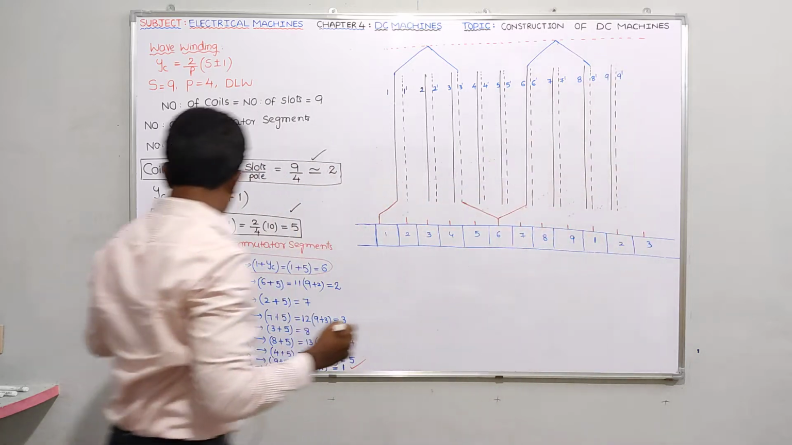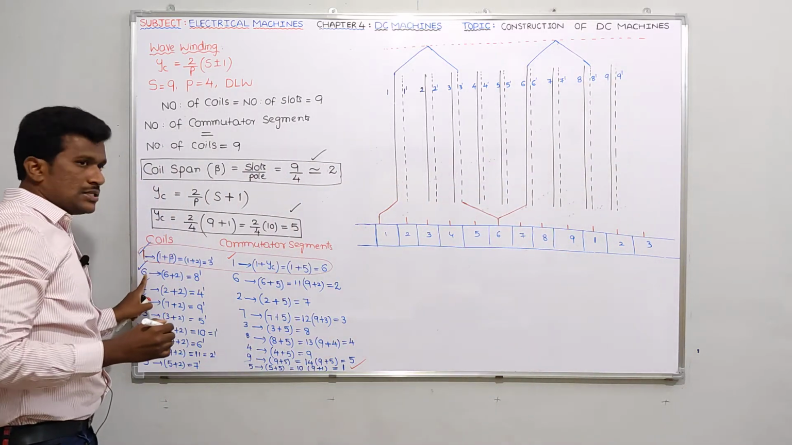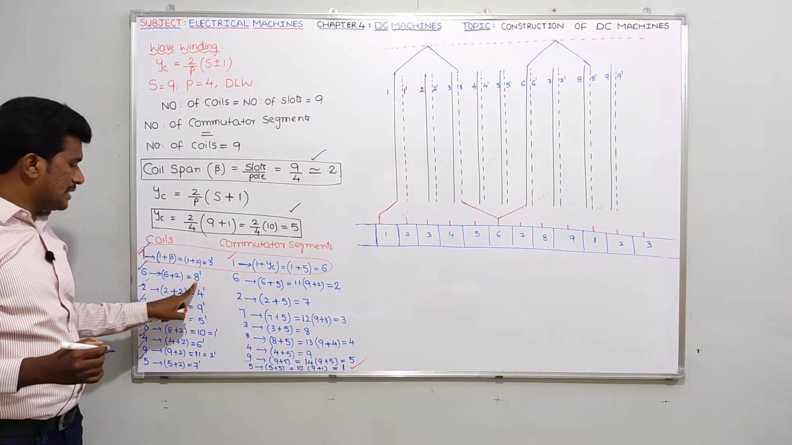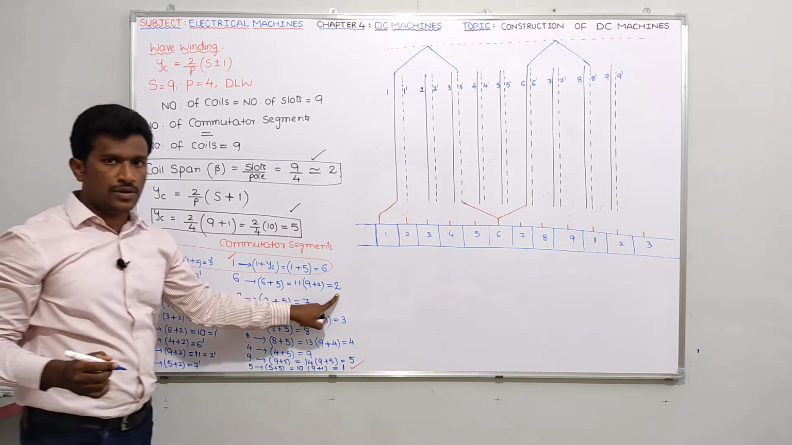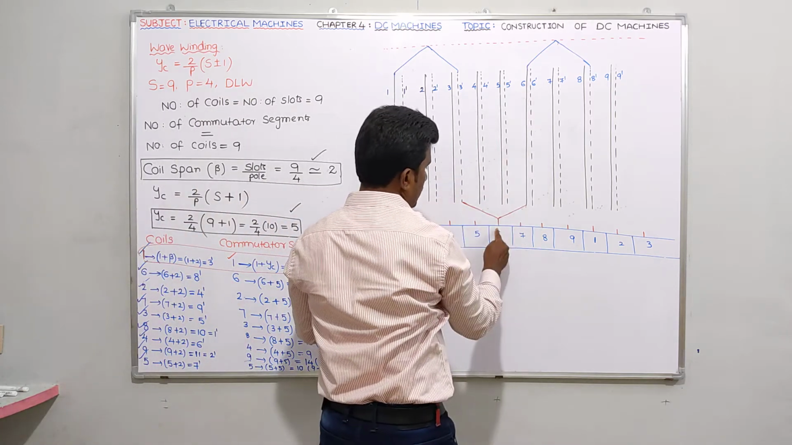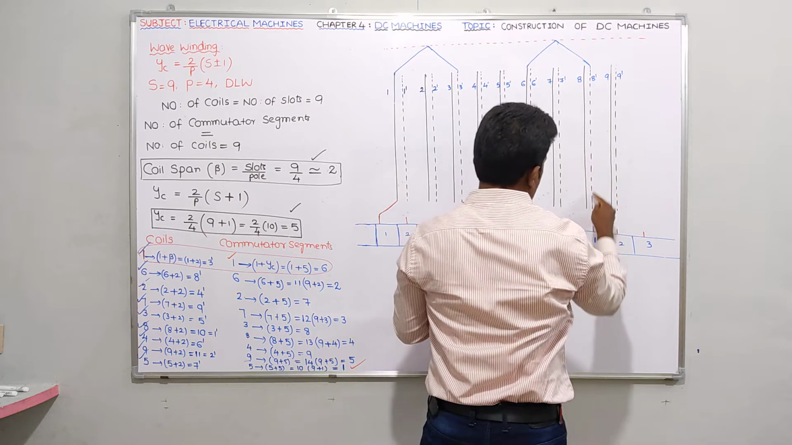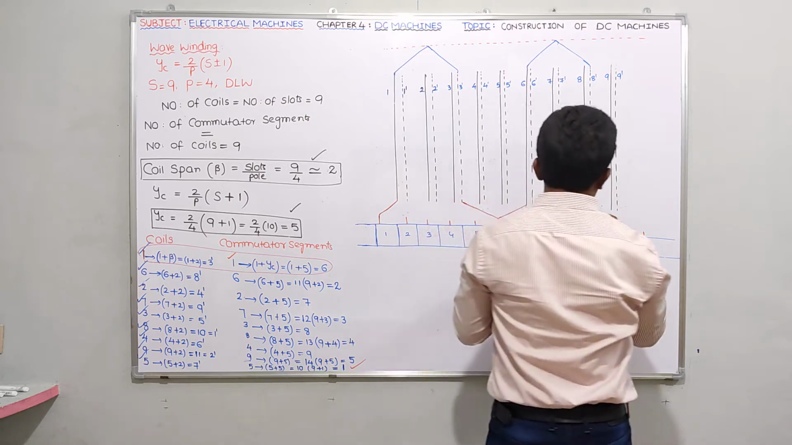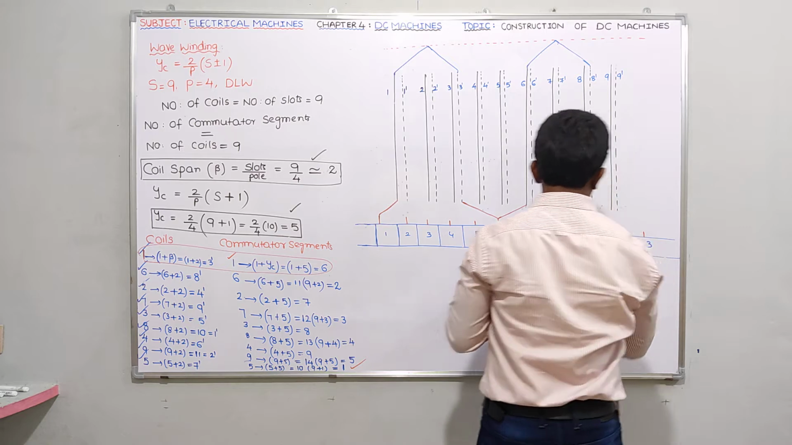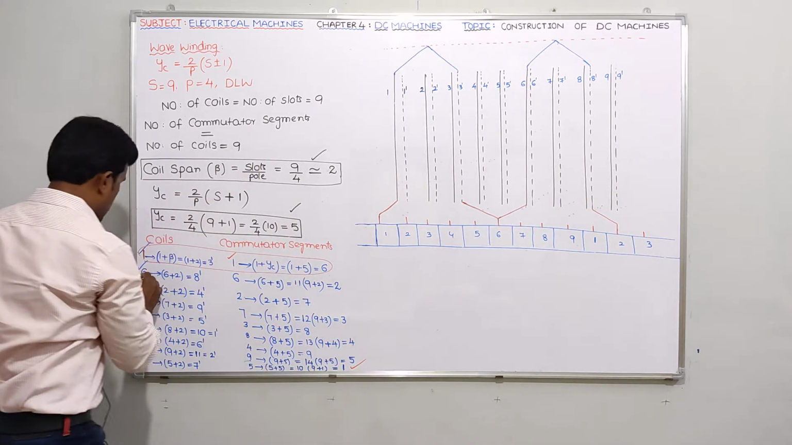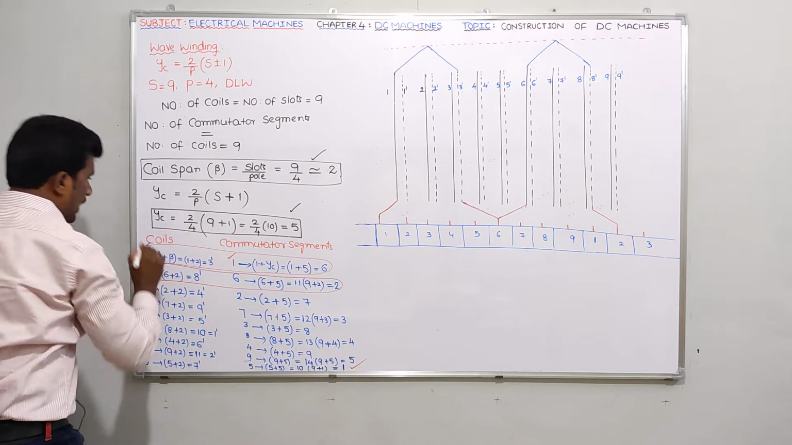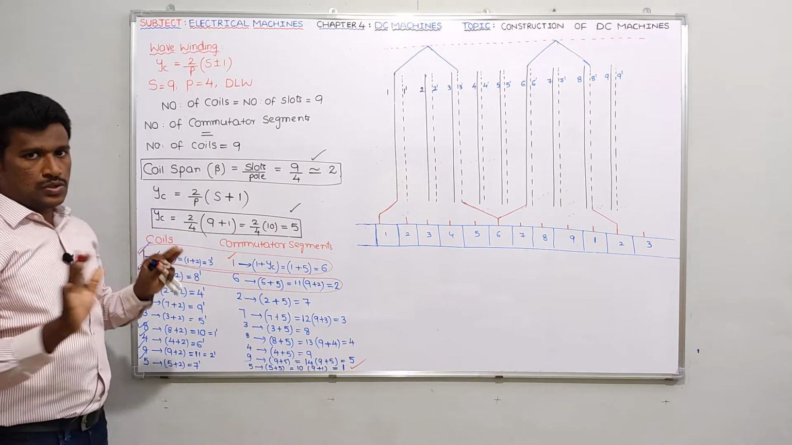In that 6 8 dash coil, I told you the 6th conductor is connected to the 6th segment. What about 8 dash? The 8 dash conductor is connected to the 2nd segment. So here the 6th conductor is connected to the 6th segment and 8 dash is connected to the 2nd segment, like this. Is it clear? So I just completed this second one also. Like that we are going to complete our diagram. Very simple, there is nothing to confuse.